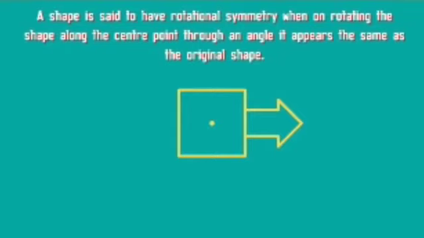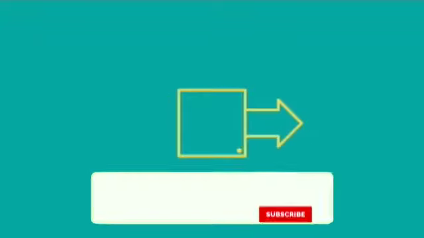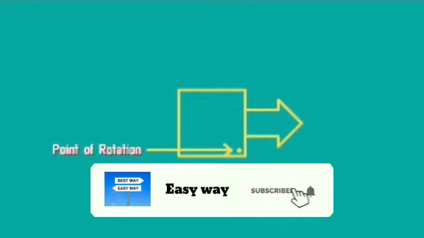A shape is said to have rotational symmetry when on rotating the shape along the center point through an angle, it appears the same as the original shape. If we rotate it around some other point, say this, then it will rotate like this. A shape will rotate differently depending on its point of rotation.